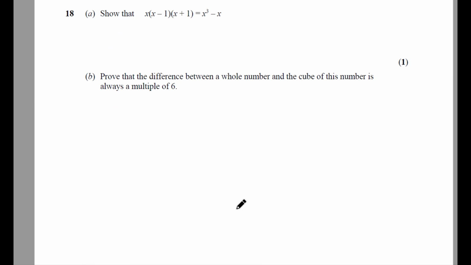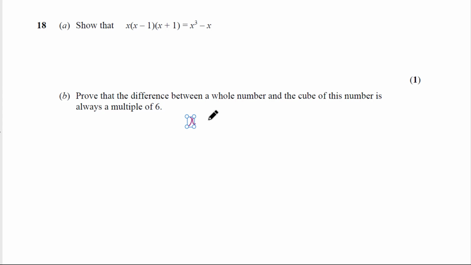Question 18. Show that answer. So this is just multiplying out triple brackets. We know that that's going to be x squared minus 1, so that equals x cubed minus x. Quite straightforward. Prove that the difference between a whole number and the cube of this number is always a multiple of 6.